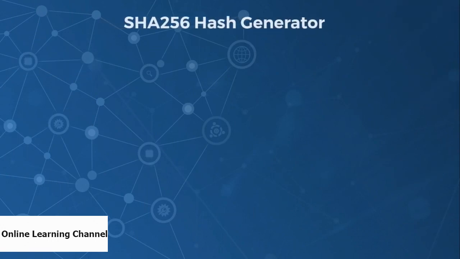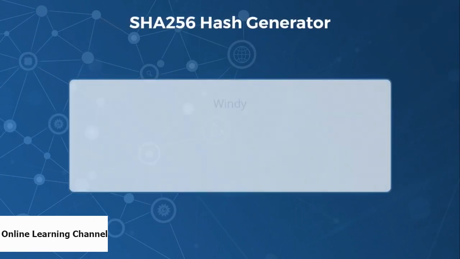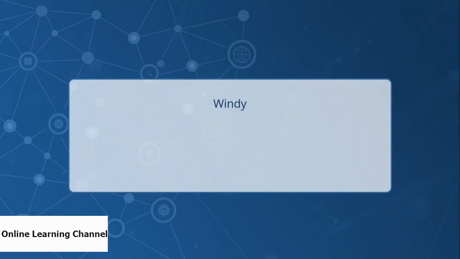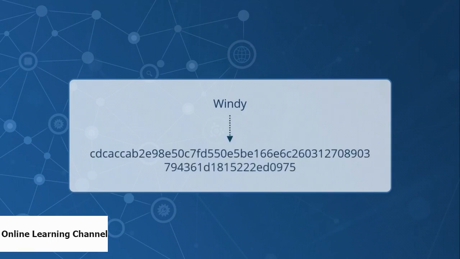Now, if we were to modify the input to just be windy and then feed that into a SHA-256 algorithm, well, the output hash will be entirely different. The application of this is that any minor change which is made to a transaction in any of the blocks in the blockchain will produce an entirely different cryptographic hash. So any modification of the transactions will be easy to detect.